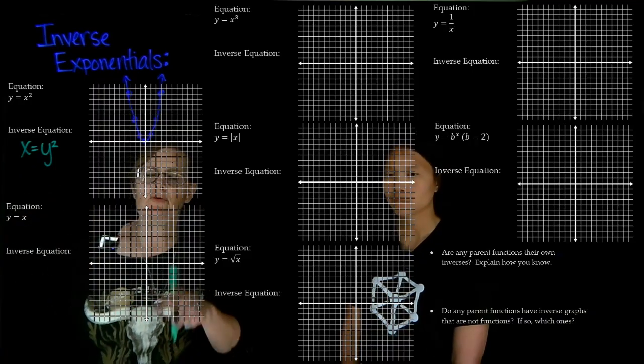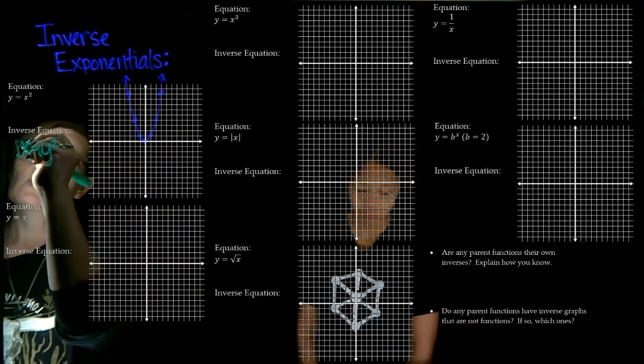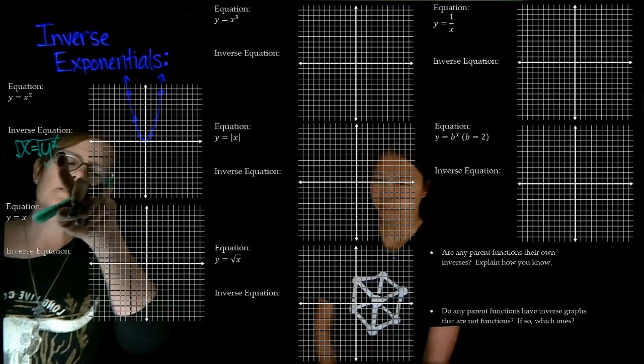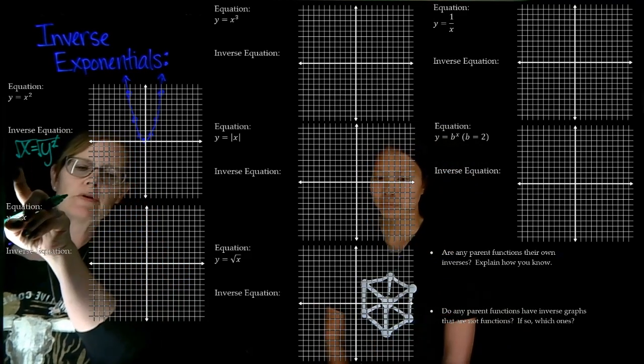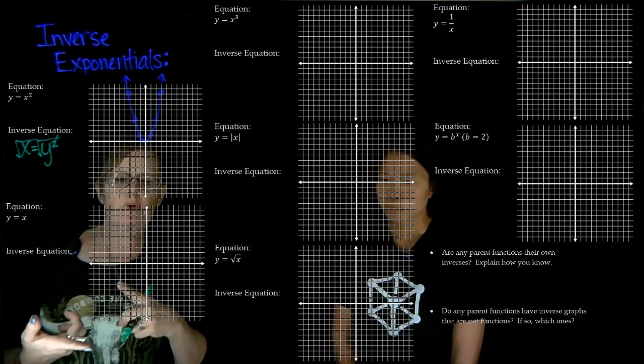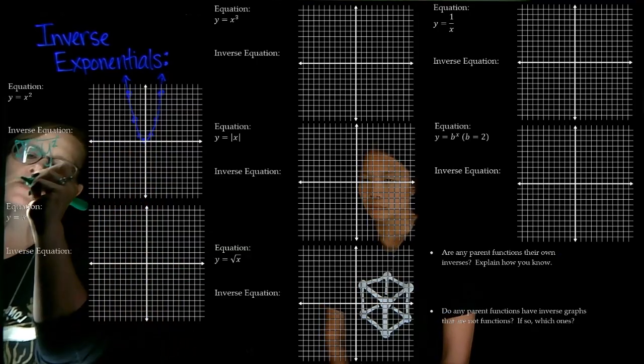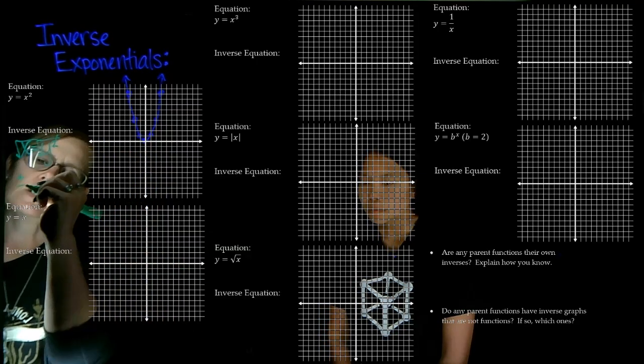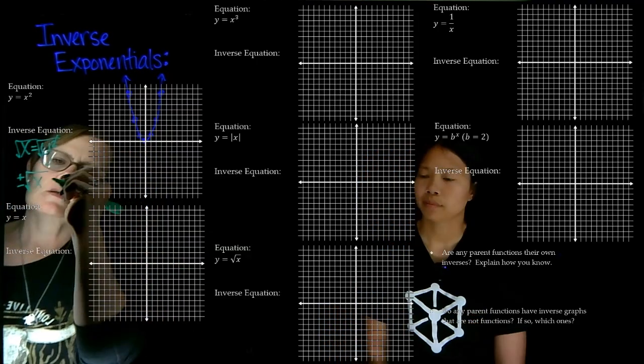So to undo a squared, we're going to square root both sides. So my square root undoes this square, and so I'm square rooting x. Remember, when we square root, we could do a positive or a negative. So it could be the positive or the negative square root of x equals y.